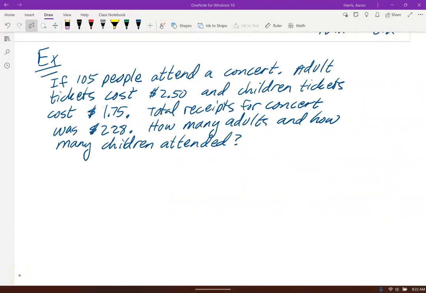All right, so here's our next example. If 105 people attended a concert and adult tickets were $2.50, children tickets $1.75, total sales was $228 for all the tickets together. So how many were adults and how many were children that attended? So let's look at, first of all, how many people attended, and I'm going to write that first. Let me let A be the number of adults that attended. Capital C will be the number of children that attended.